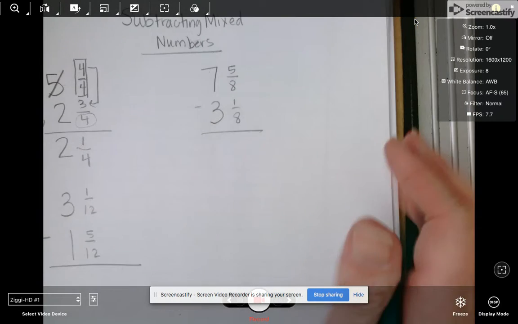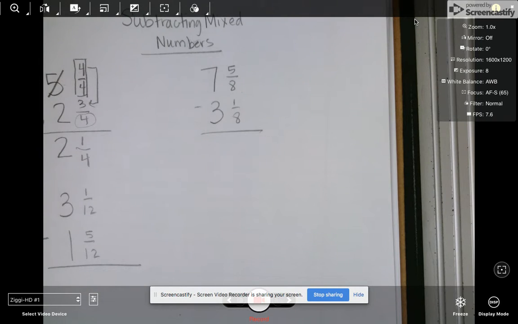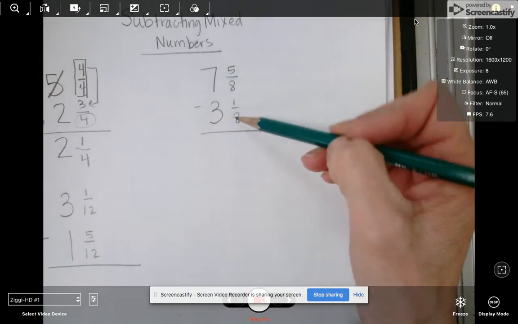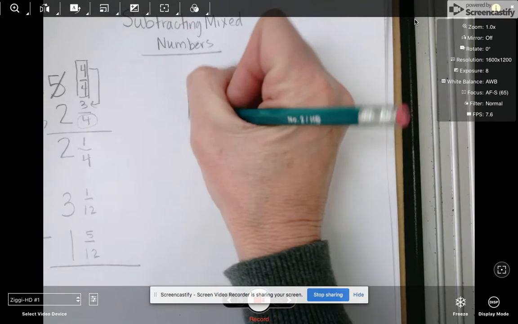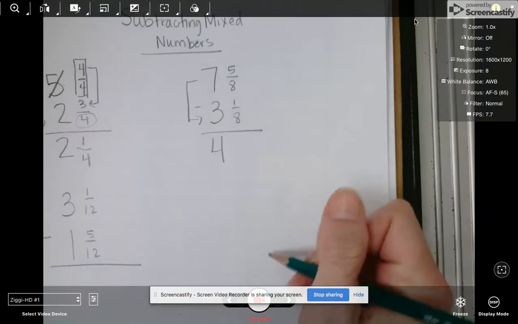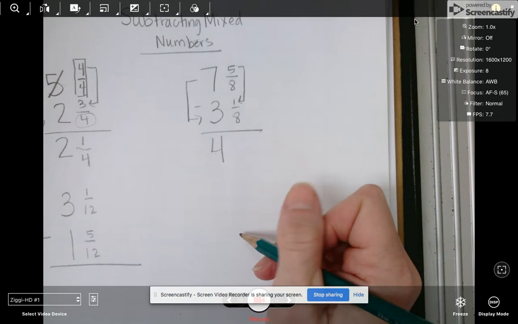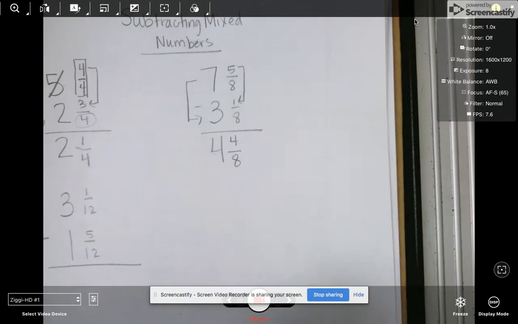We also have problems like 7 5/8 minus 3 1/8. And here, when you notice, whole numbers, no problem subtracting. Numerator on top is larger than the numerator on bottom. We're just simply ready to subtract. So we have 7 minus 3, which is 4. 5 minus 1, subtracting our numerators again, which is 4, keeping the denominator of 8.